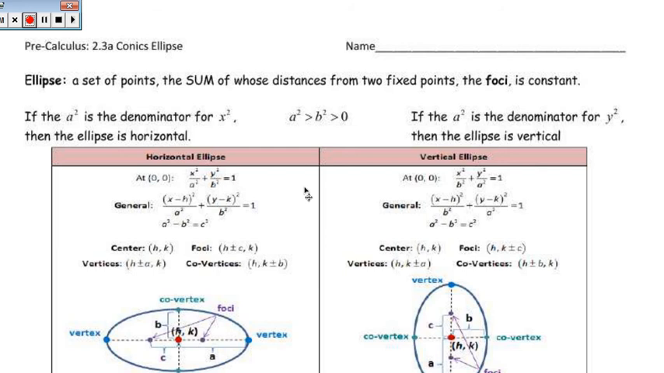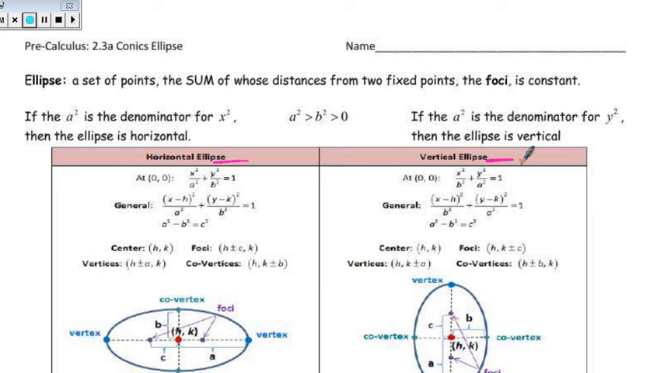Alright, today we're going to start our study on ellipses. Basically, what an ellipse is, is what we would call an oval, so you can see the two ovals here. We have two different types of ellipses. We have right here a horizontal ellipse, and we have a vertical ellipse.